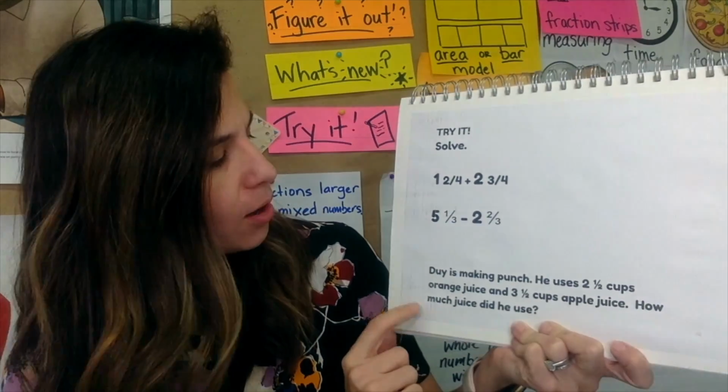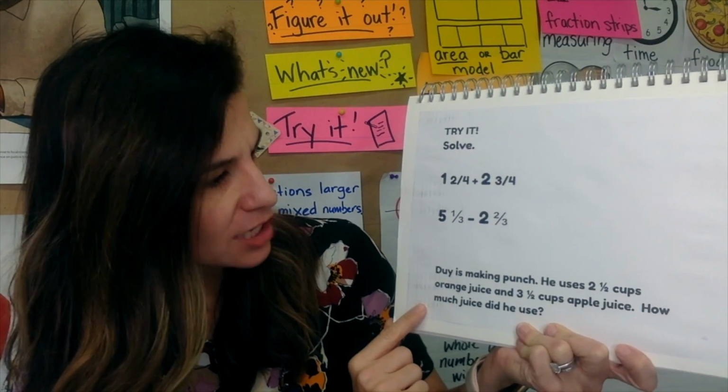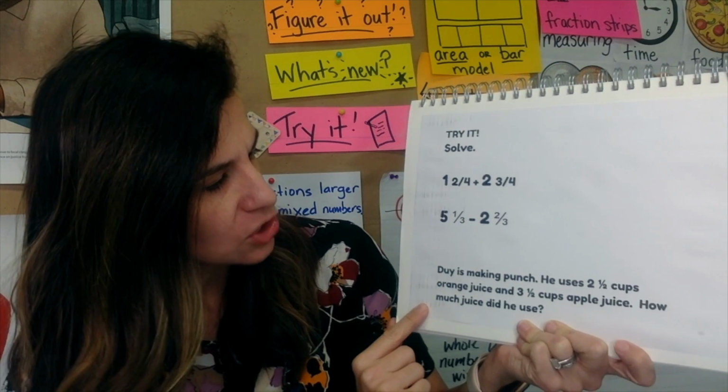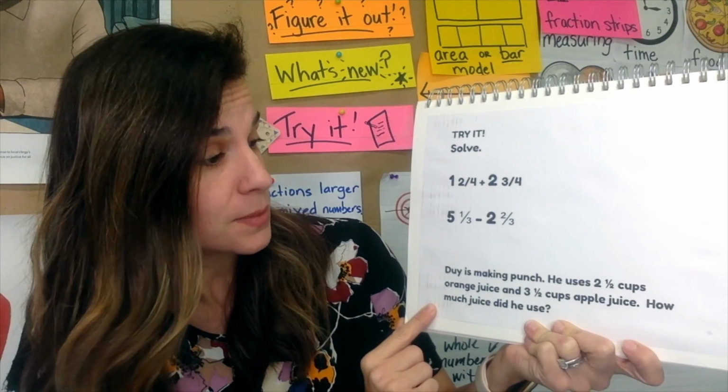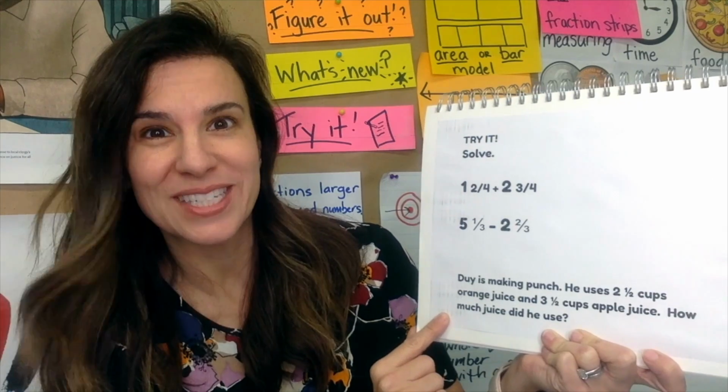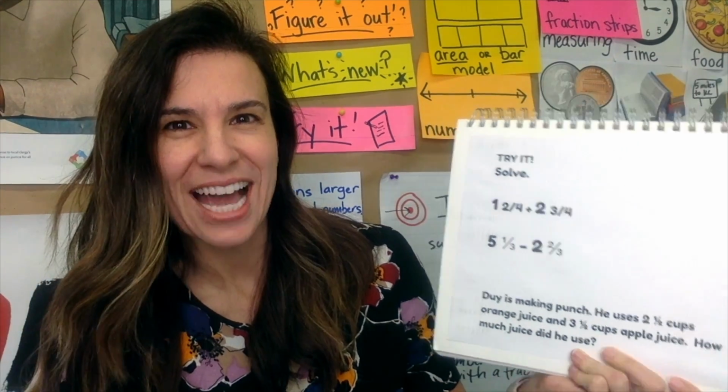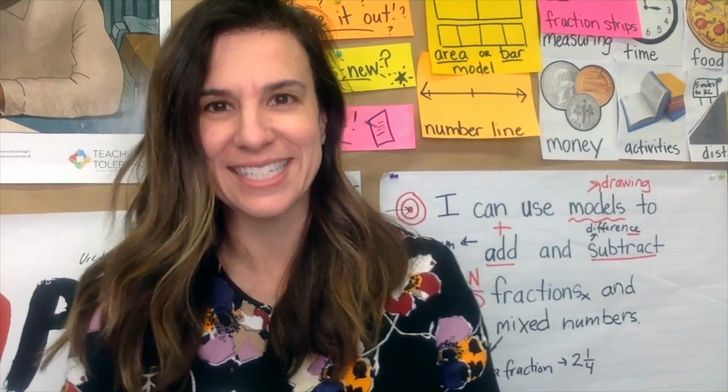Read, think, draw, write. Dewey is making punch. He uses 2 1/2 cups orange juice and 3 1/2 cups apple juice. How much juice did he use? Can't wait to see how you solve those problems.